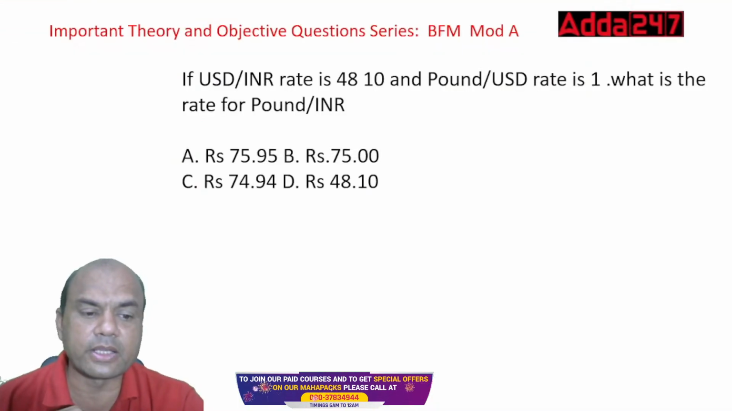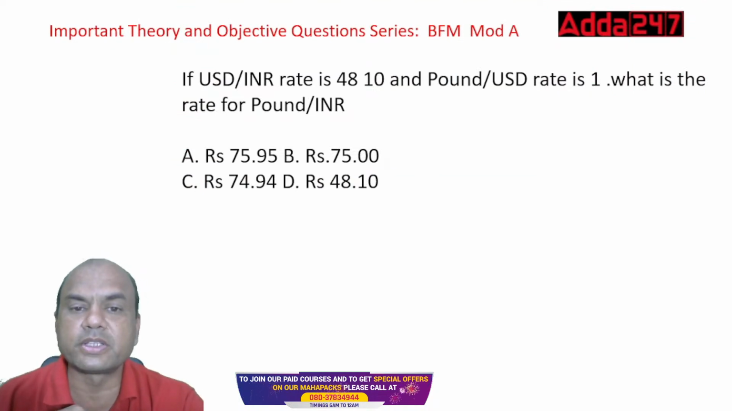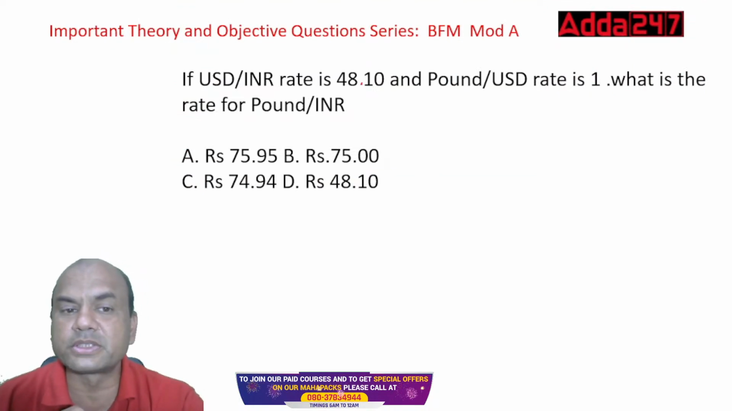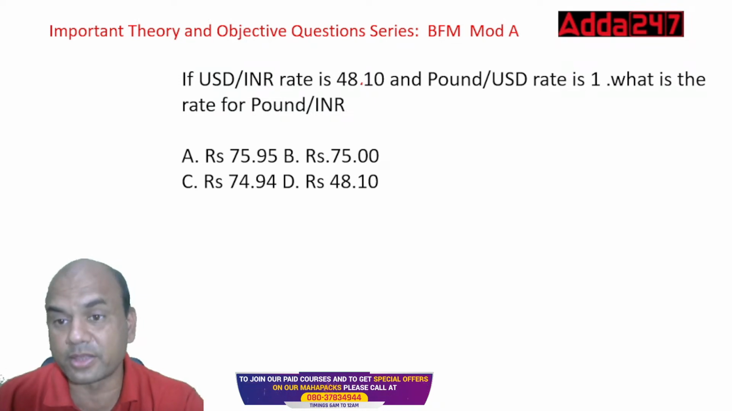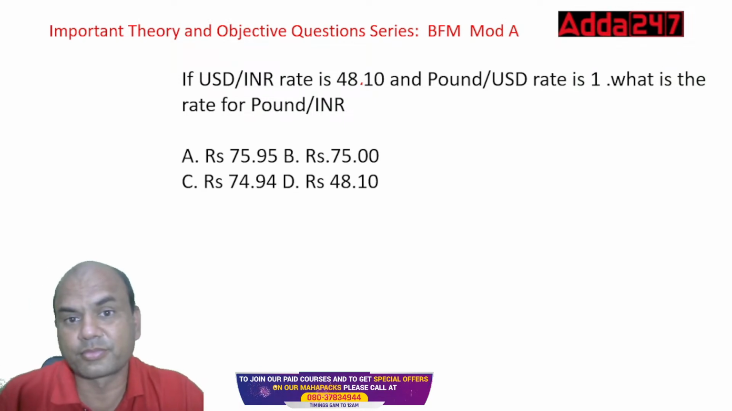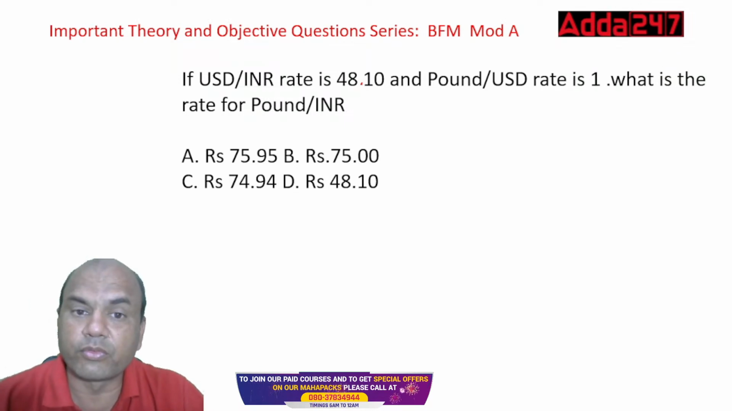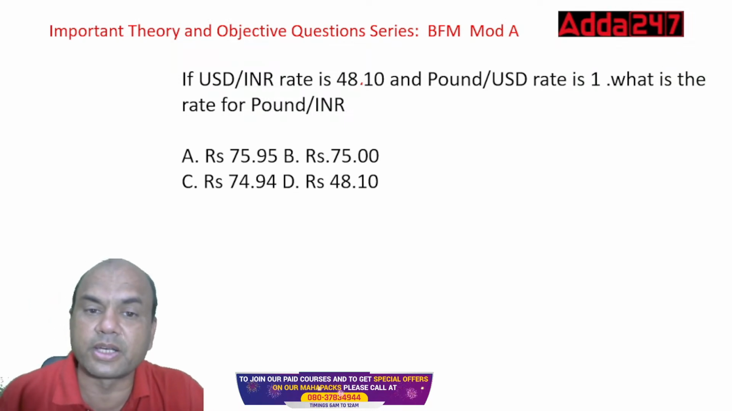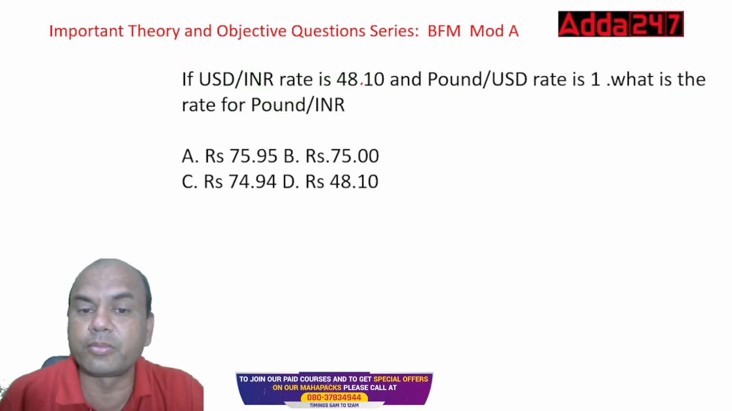If USD to INR rate is given as 48.10 and pound to USD rate is given as 1, what is the rate of pound to INR? Now, what is to be used? Over here, we'll be using the chain rule, right? Chain rule. What is the chain rule?